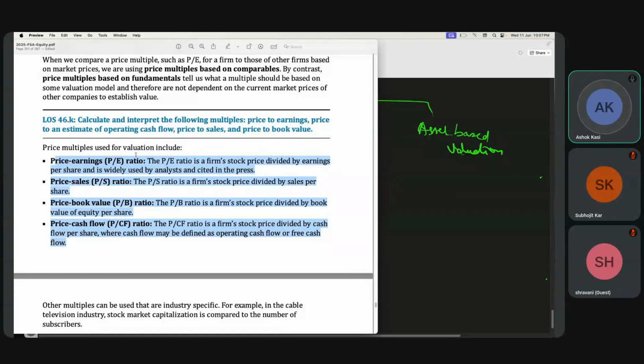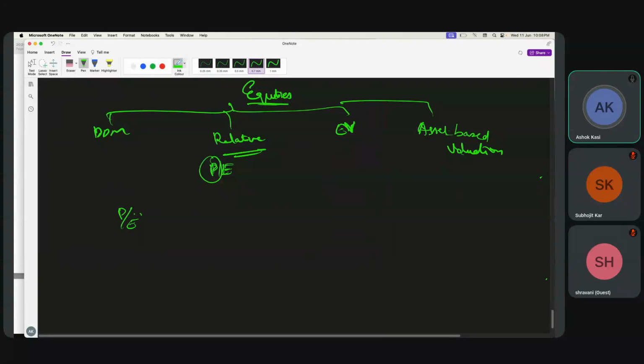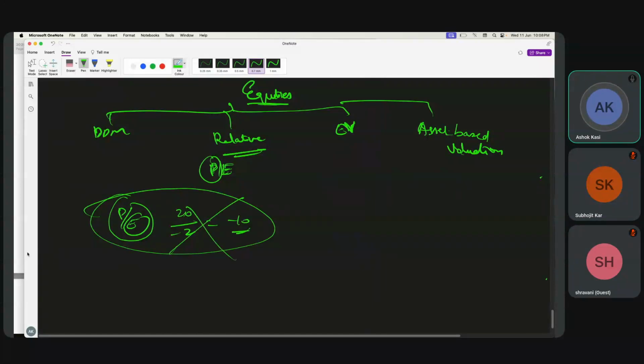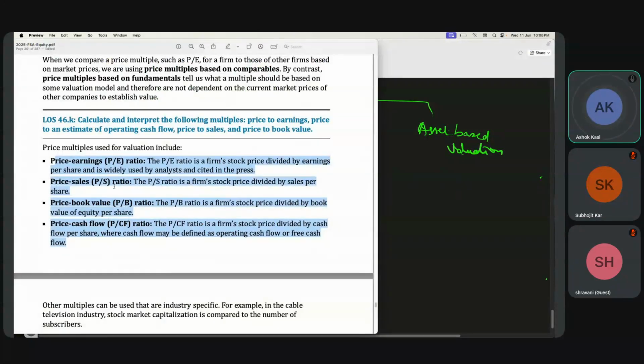Price to sales should be used for those companies where the earnings are not good. That means, let's say the company is making losses. If the company is making losses, then how can you value based on price to earning? Because the earning is negative, the price will also go negative. If the share price is 20 rupees and earning is minus 2 rupees, the ratio is minus 10. That is not making sense. So at that time we can use the price to sales ratio.